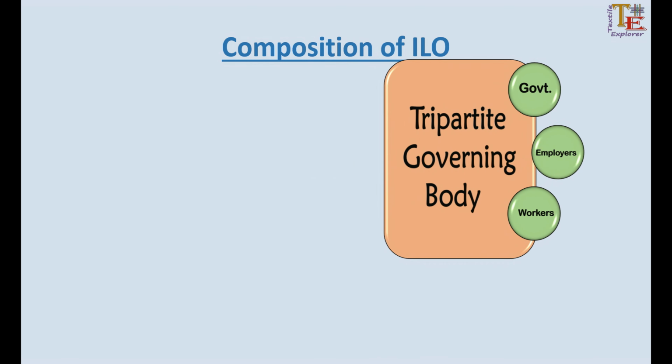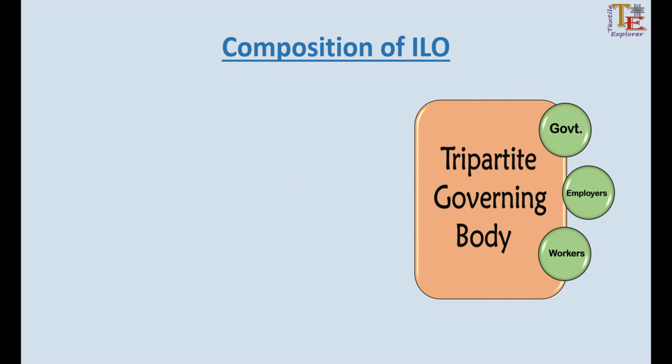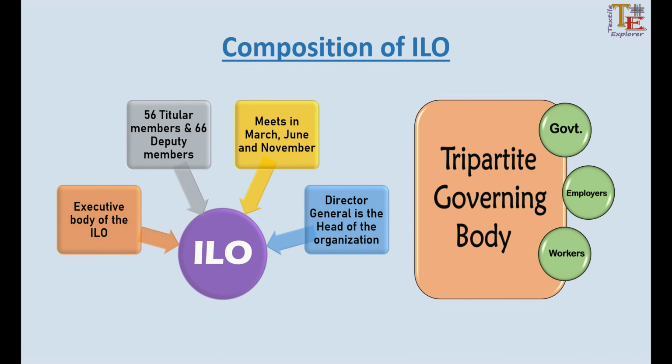Now let's explore the composition of ILO. ILO has a tripartite governing body consisting of government, employers, and workers. This governing body is the executive body of the International Labour Organization. It has 56 titular members and 66 deputy members.